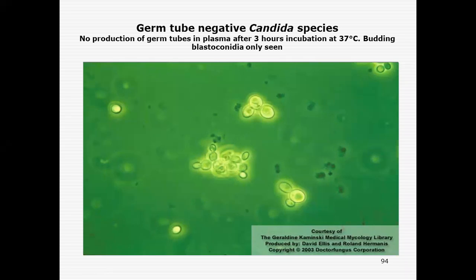The germ tube test is positive in case of Candida albicans infections, and negative if there is no Candida albicans infection. So the isolation of the organism, or the growth of Candida albicans on the Sabouraud agar, along with the germ tube test, are the two mainly used lab diagnostic procedures for Candida albicans.